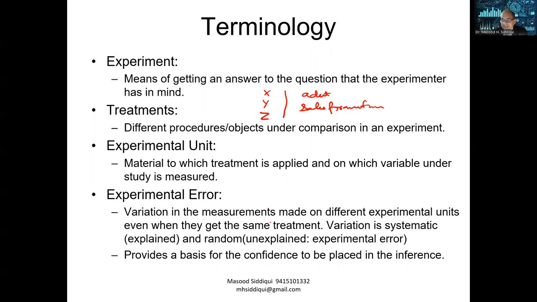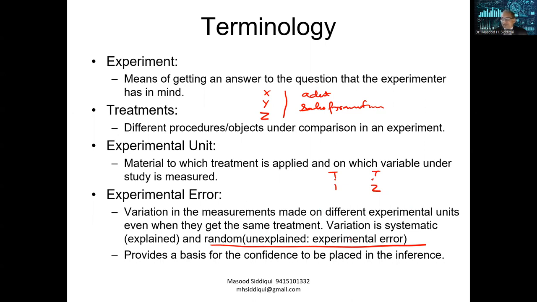So there is a variation in the measurement made on the different experimental units, even if they get the same treatment, right? Suppose we have two units, unit number one and unit number two, both given the same treatment, T. There will still be a variation in the results. Now, part of this variation is systematic, or explained, and the other part is random, or unexplained. This random, unexplained part is known as the experimental error.